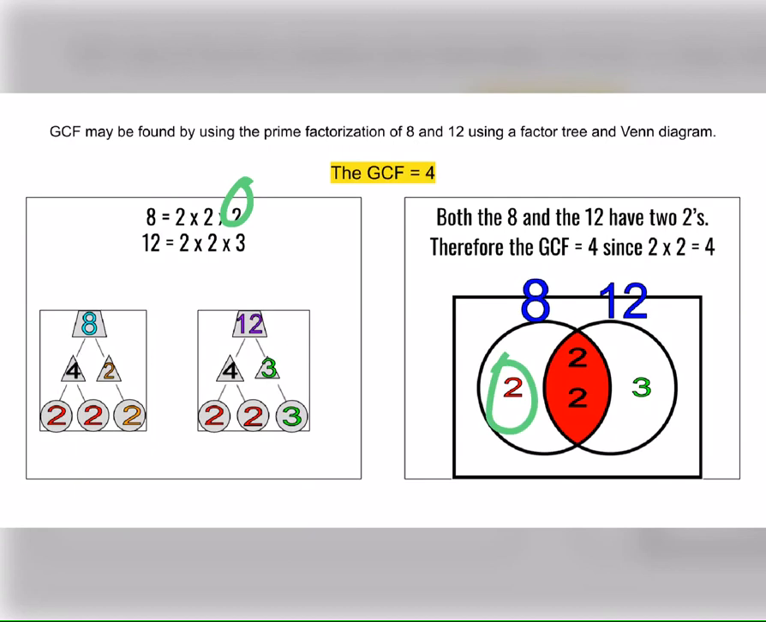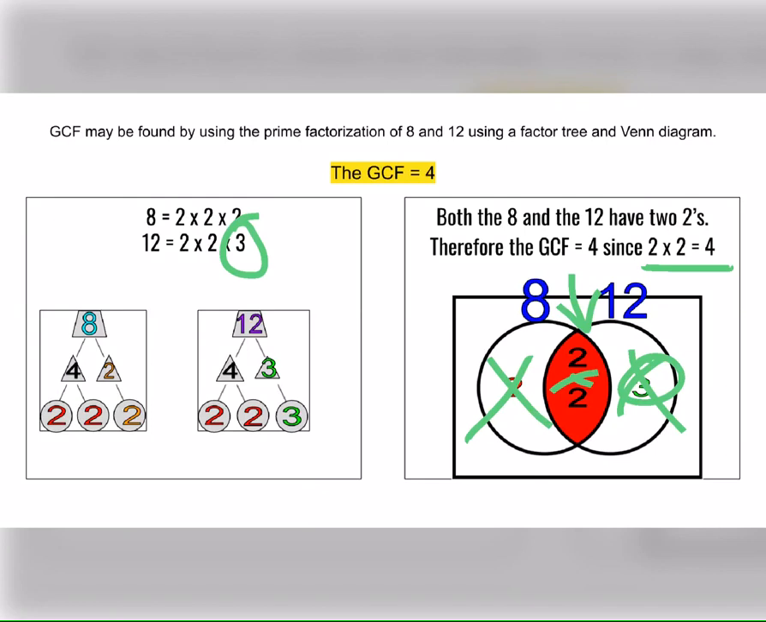And then for 12 only would be this 3 right here. We're not going to count the 2 or the 3, so we're going to times the 2 for both. 2 times 2 is 4, so the greatest common factor is 4.